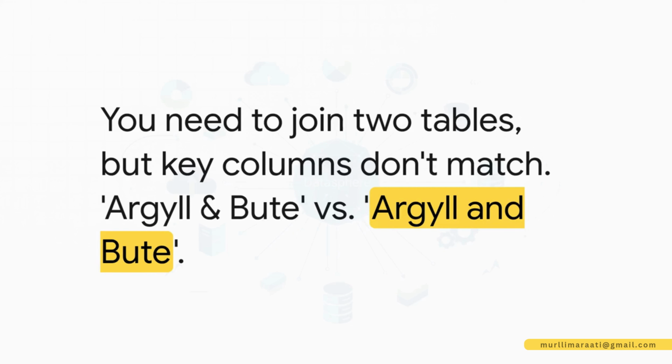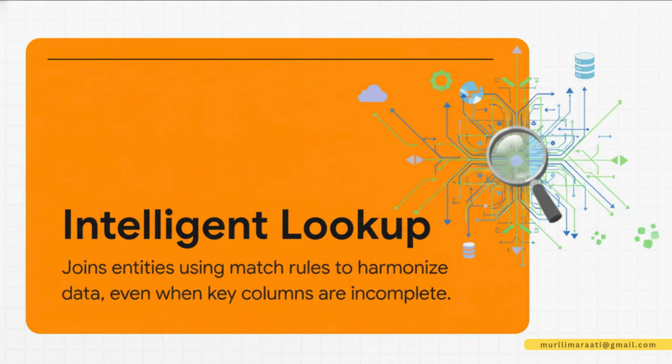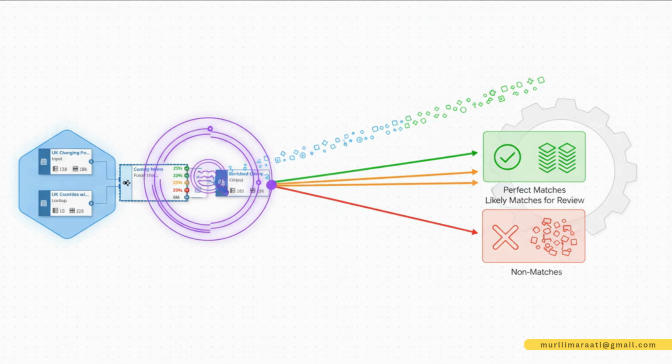One system has Argyle and Butte with an ampersand, the other spells out Argyle and Butte. A simple database join? No way. It's going to fail. It sees those as two completely different things. And this is where a tool called the intelligent lookup becomes your absolute best friend. It's designed for exactly this problem. It doesn't just look for perfect matches. It uses smart fuzzy logic and matching rules to find relationships in your data, even when the keys are messy or incomplete.